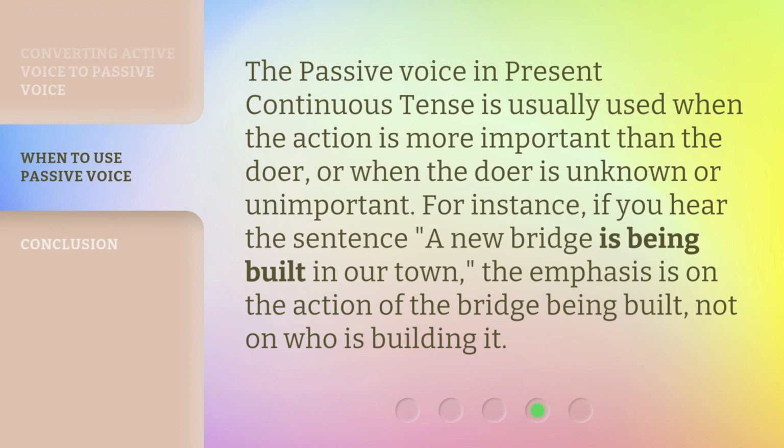The passive voice in present continuous tense is usually used when the action is more important than the doer, or when the doer is unknown or unimportant. For instance, if you hear the sentence, "A new bridge is being built in our town," the emphasis is on the action of the bridge being built, not on who is building it.